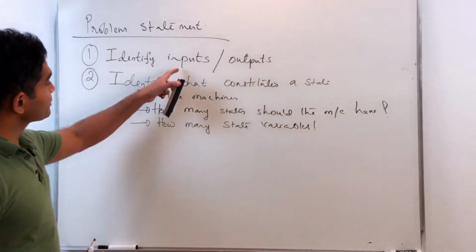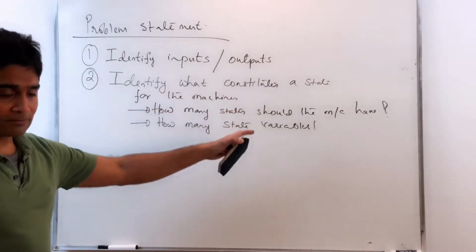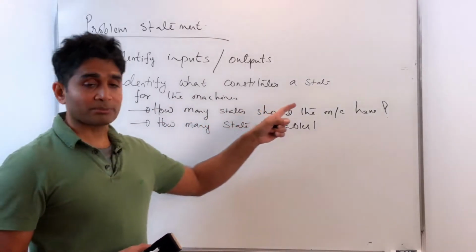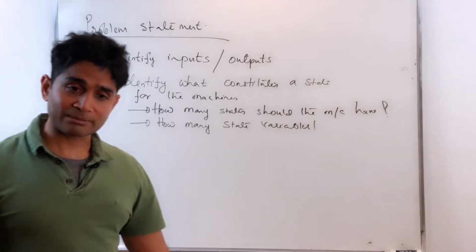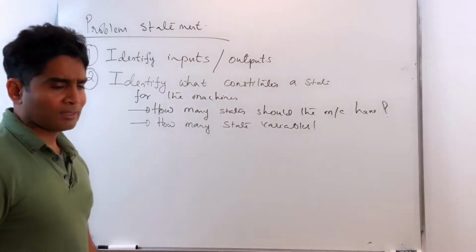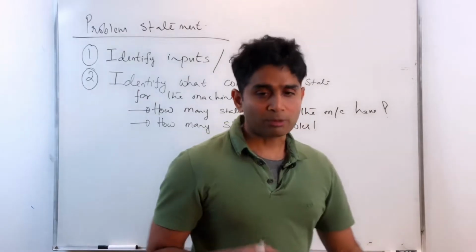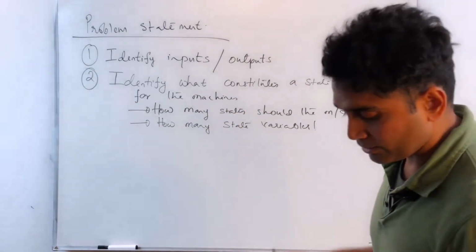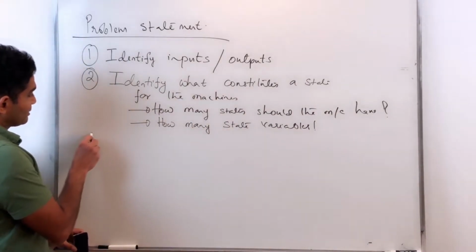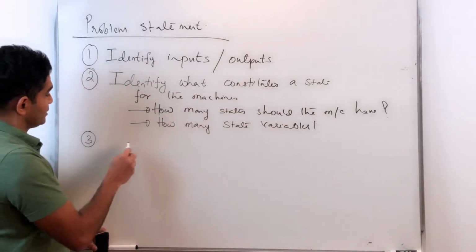So inputs, outputs, identify what constitutes a state for the machine. Then once you know that, decide how many states the machine should have based on the problem statement. And once you know the number of states, how many state variables should I have, so that I can have unique codes associated with each identified state. Then the third step, once you have done this part, is to translate all that information into a state diagram.